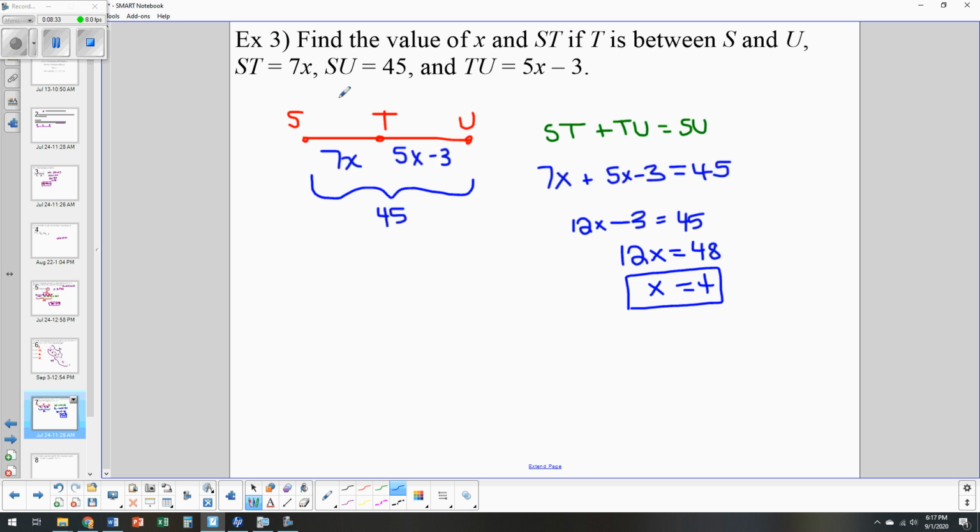We had to find x, but then we also have to find the value of ST. So I'm going to take this 4 and I'm going to put it back into ST. So ST is 7x. So that's 7 times 4. So ST is 28.